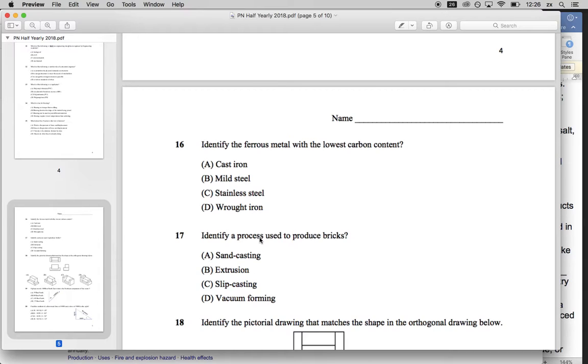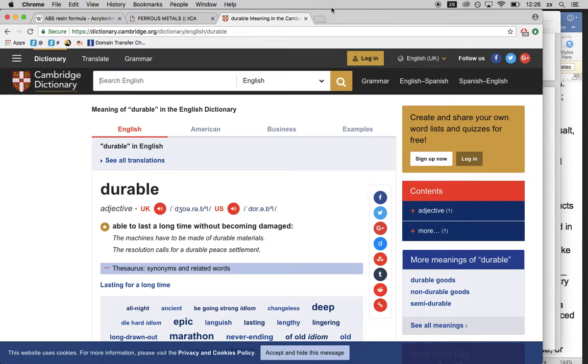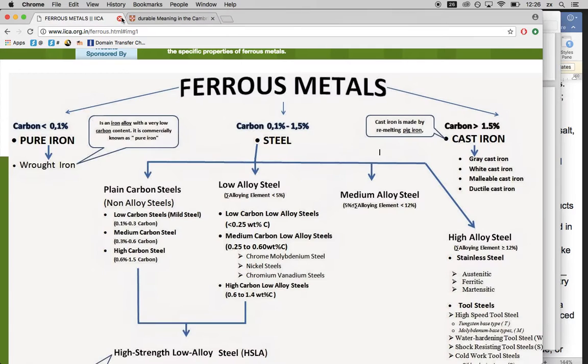Okay, identify the ferrous metal with the lowest carbon content. So if we go to our ferrous metals here, we consider steel to be between 1 and 1.5% carbon. Cast iron is usually above 2%, and less than 0.1% carbon we consider to be pure iron, which includes wrought iron. So wrought iron is an iron alloy with a very low carbon content, commercially known as pure iron. Okay.